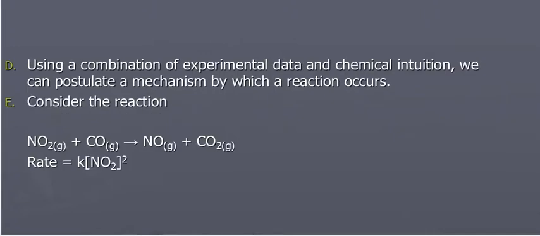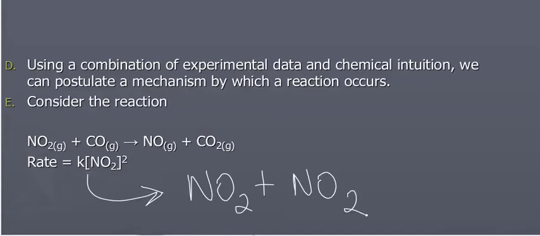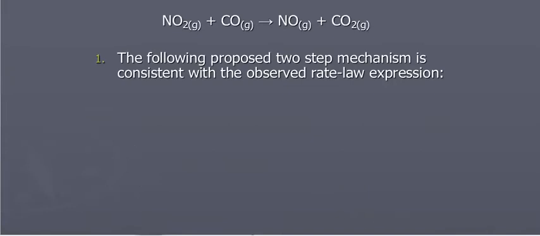So from a combination of experimental data and chemical intuition, we can propose a mechanism by which a reaction occurs. The rate law tells you the reactants in the slow step. So in this example here, the rate law is k times NO2 squared, so that means there are 2 NO2s in the slow step. And so the following proposed two-step mechanism is consistent with the observed rate law expression for this particular reaction.